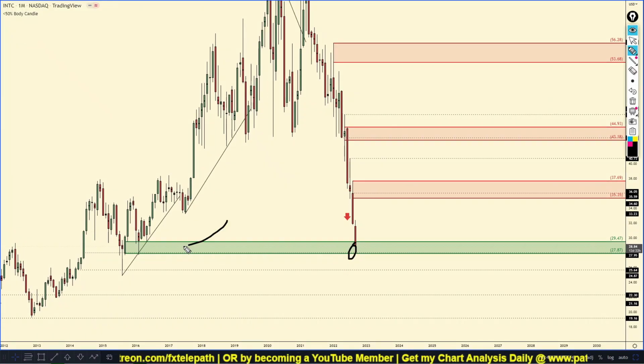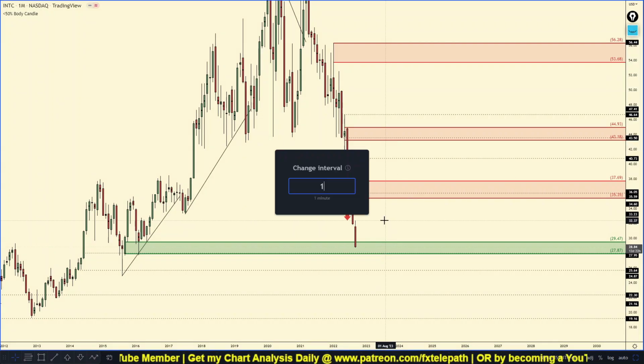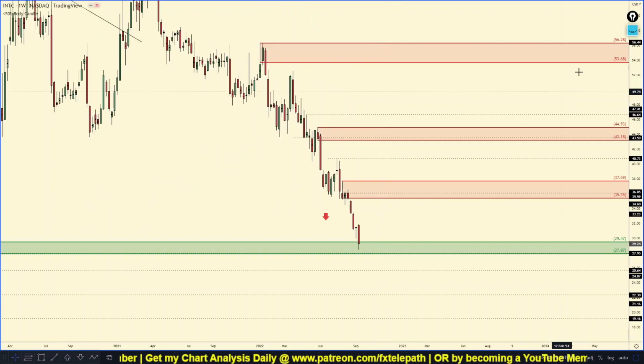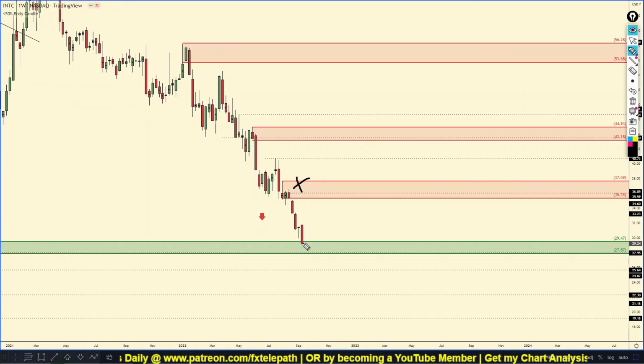off of monthly demand. Now, this monthly demand is very tested, so you have to take it with a grain of salt. It doesn't mean I'm just going to be buying blindly down here. I do not recommend that at all. That is why the majority of retail traders lose, in my opinion. So as far as longs go, we are going to need confirmation, and the best confirmation, unfortunately, is going to be this weekly supply removed, and that could take months for that to take place.